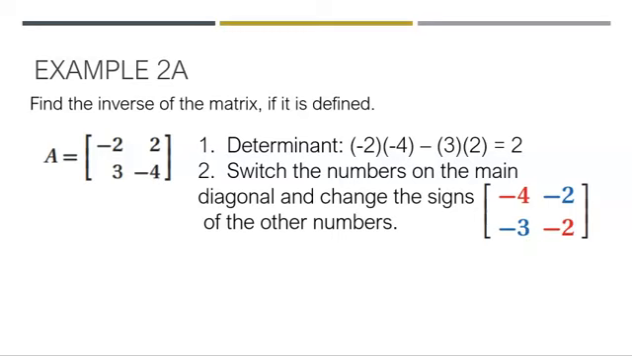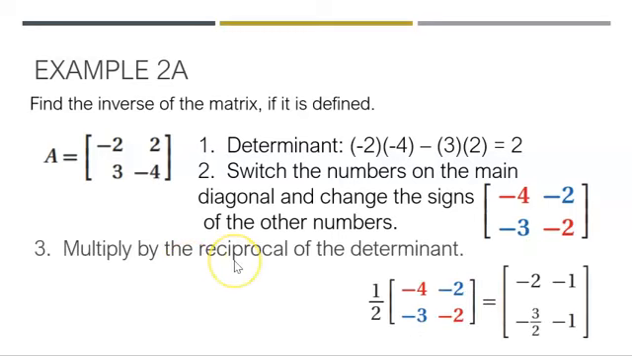Okay, now it's time for the last step, and that involves the determinant and our changed up matrix. We need to multiply the new matrix by the reciprocal of the determinant. Our determinant was 2, so I'm going to multiply 1/2 into this new matrix. So I did 1/2 times -4 is -2, 1/2 times -2 is -1, 1/2 times -3 is -3/2, and 1/2 times -2 is -1. So this is our inverse matrix.